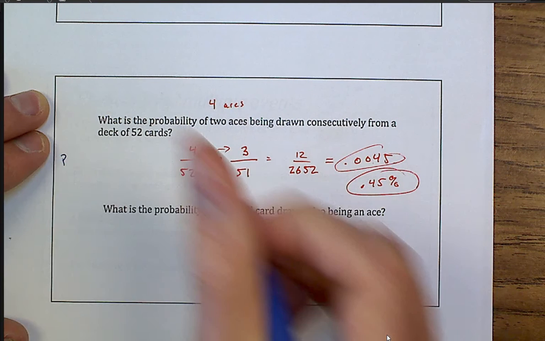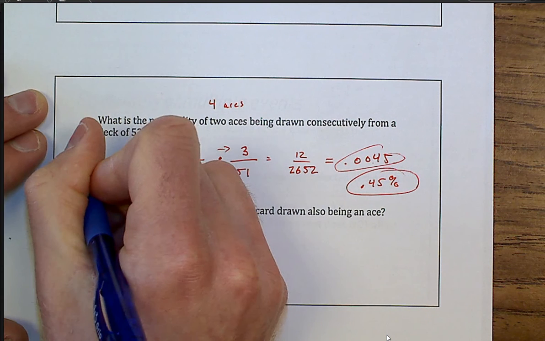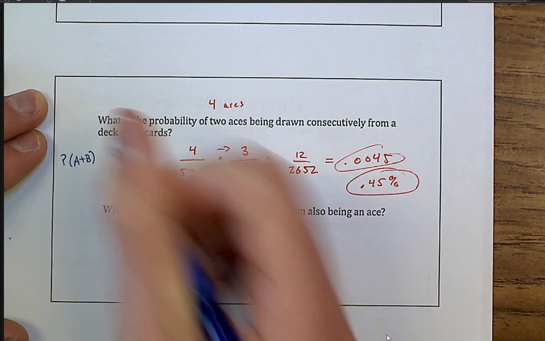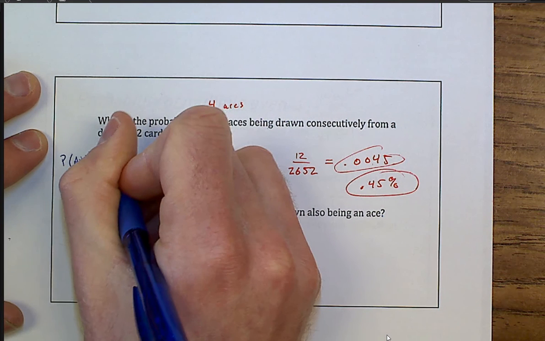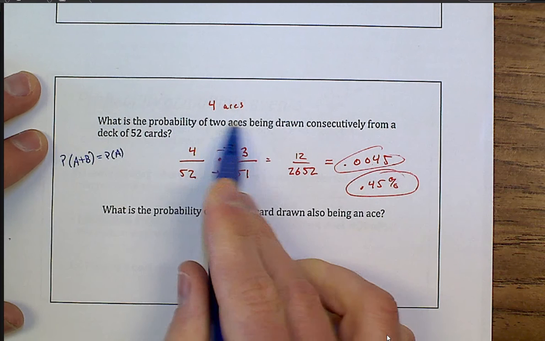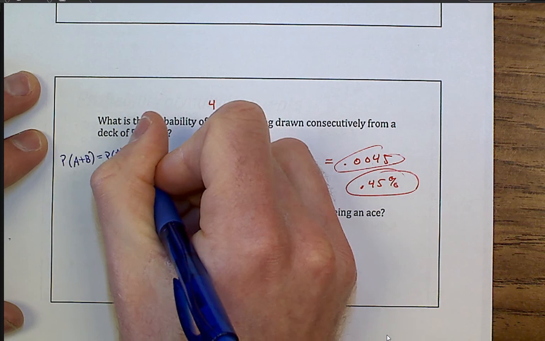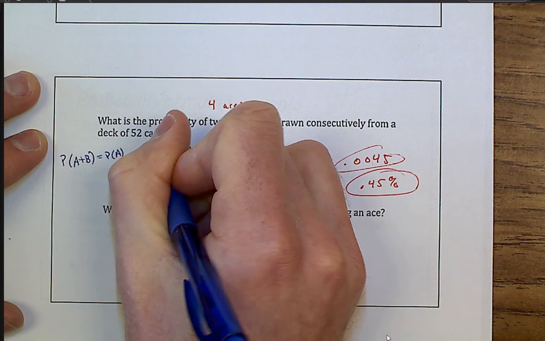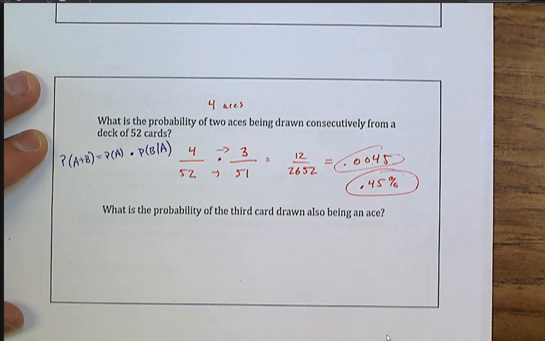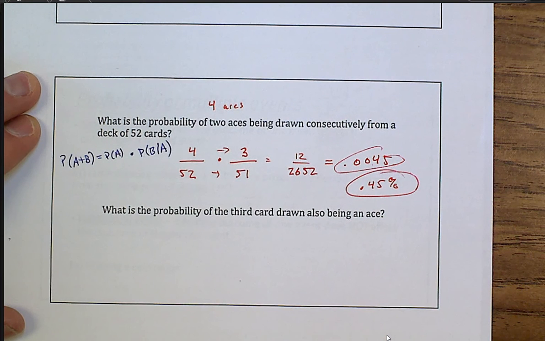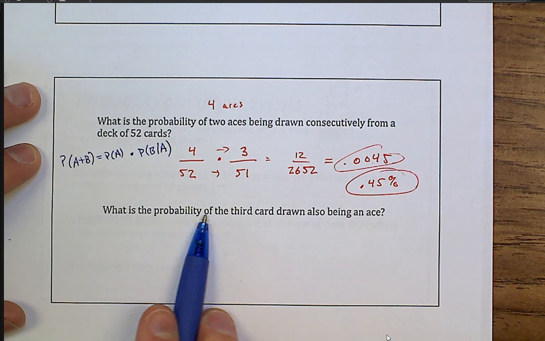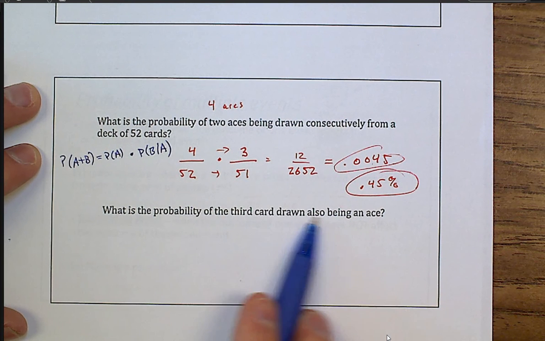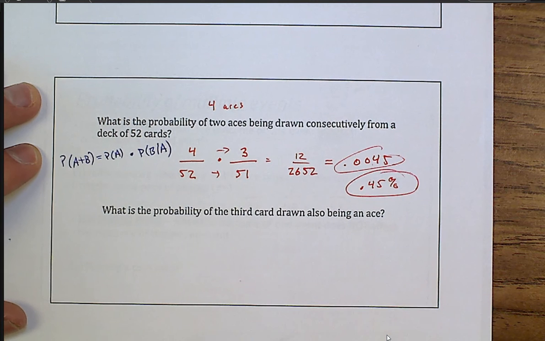So for this situation, you would write it like this: the probability of event A and event B taking place would equal the probability of A drawing the first ace, okay, times the probability of the second ace knowing that A already took place. That is how we would write that out, okay? So on this one it says, what is the probability of the third card also being an ace? So I'm going to write out the form. We don't have to do it.